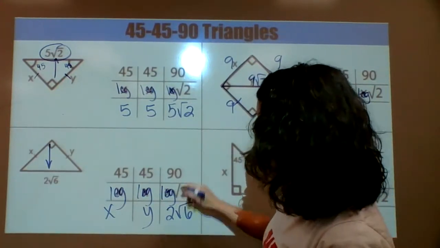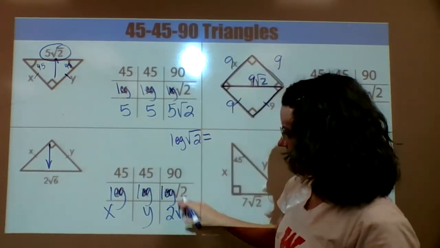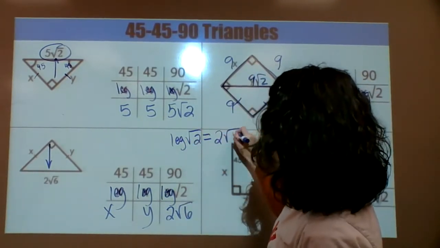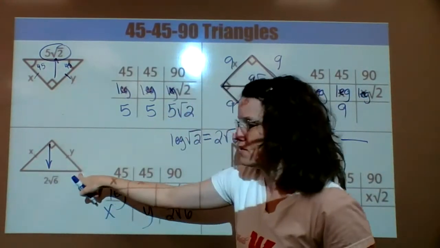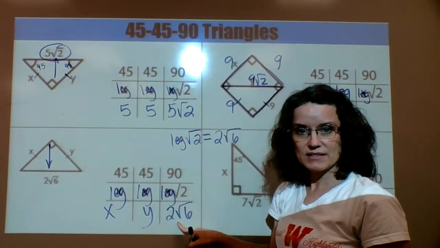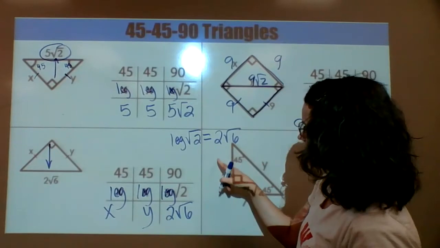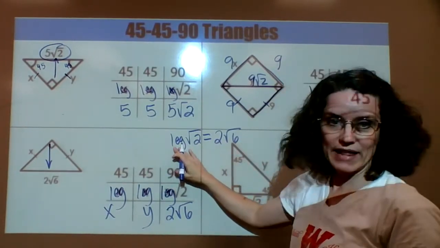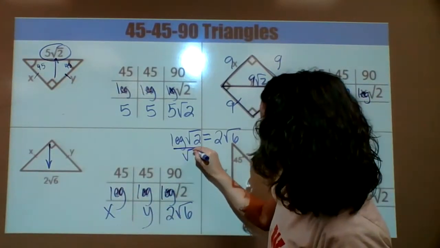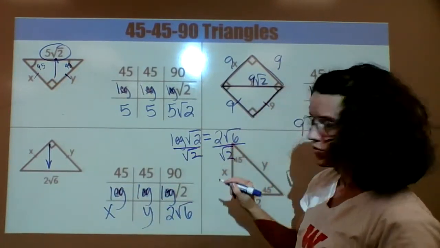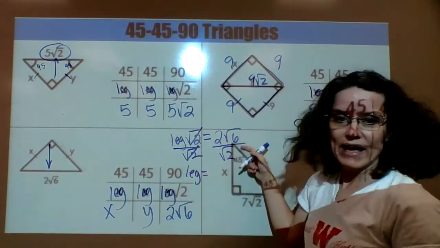So I'm going to say, okay, I know that a leg times the square root of 2 equals 2 times the square root of 6, because that's what I found in my picture. My hypotenuse is 2 square roots of 6. And so I'm going to take this equation and work it out. I want to get a leg by itself, so I'm going to divide off the root 2 and I'm going to divide off the root 2. Those cancel and I'm left with just a leg.